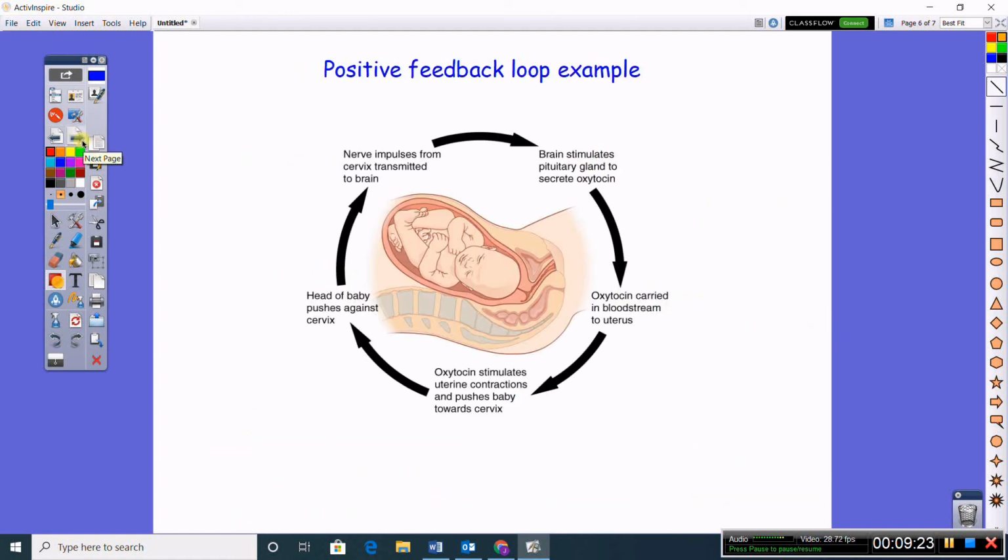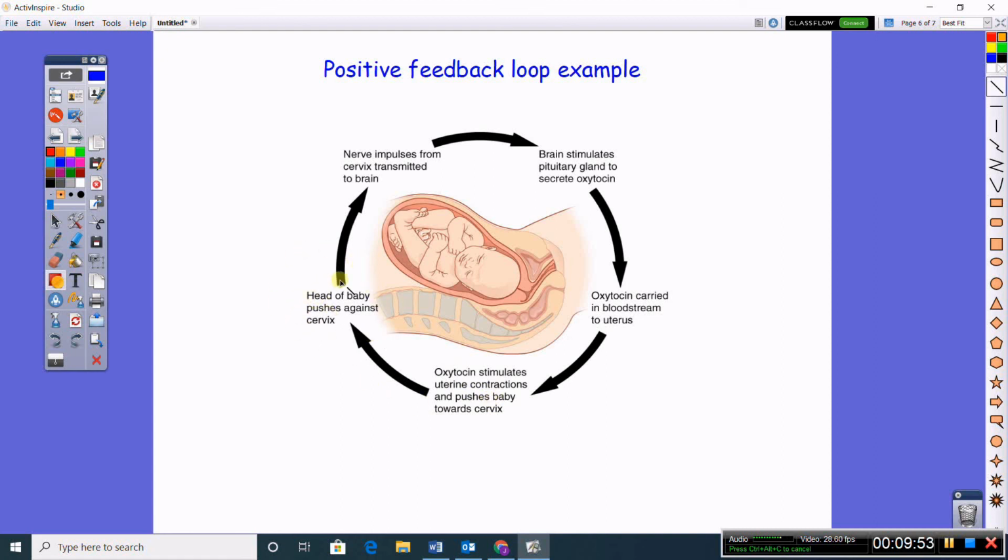Okay, positive feedback loop, the classic example that we used for this was childbirth. So again, the baby's head gets pushed further into the birth canal. That's going to activate stretch receptors in that area, which is going to send signals up to the brain. The brain stimulates the pituitary gland to release oxytocin. Oxytocin gets carried into your uterus, which is going to stimulate stronger uterine contractions, which is going to push the baby further into your birth canal.